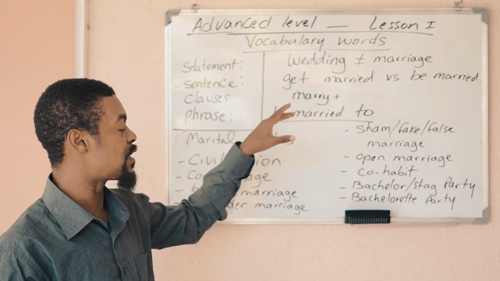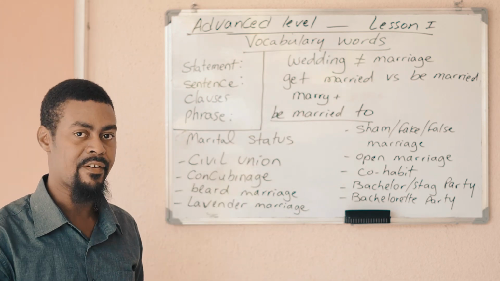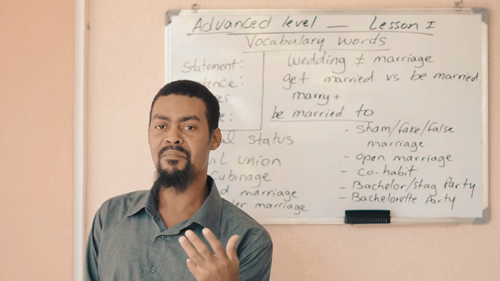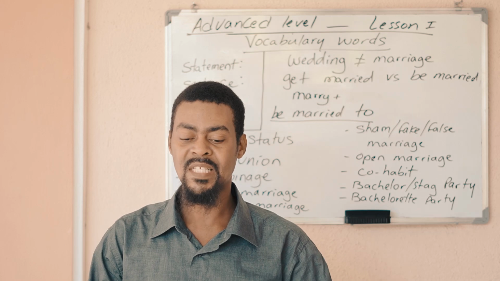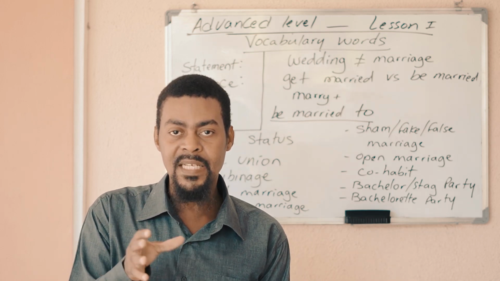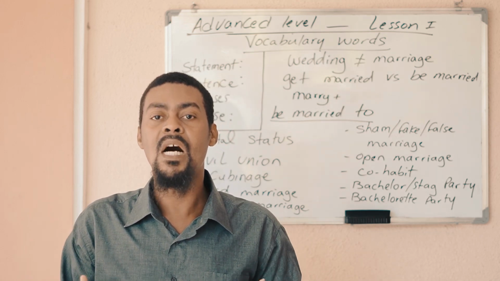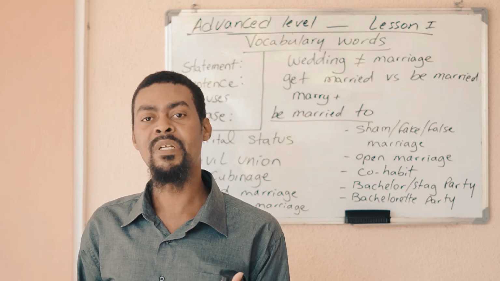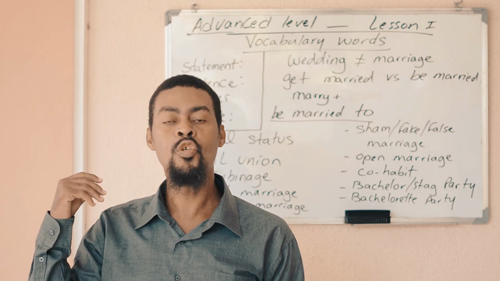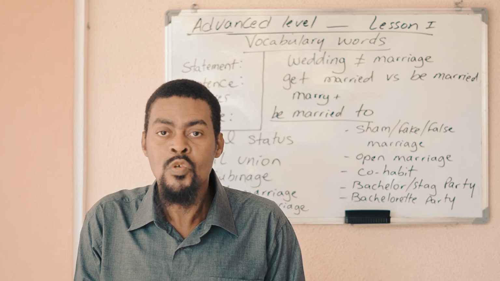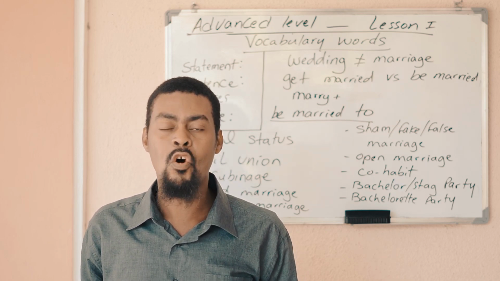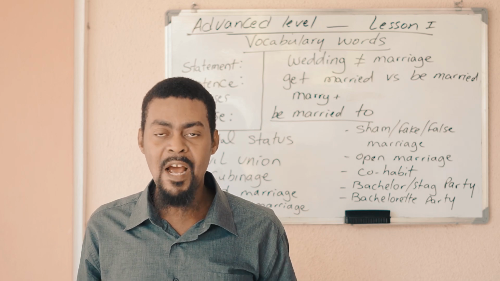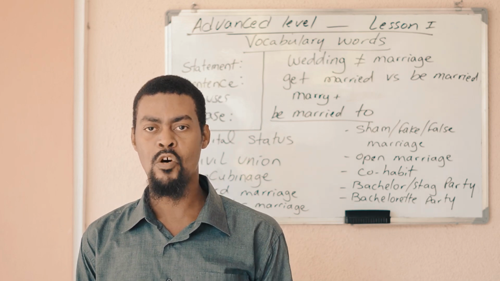Okay, let's see the difference between get married and be married. When you say John is going to get married, this is what's going to happen. Get, in this context, means become. You become married. When you say you become, that means you were not. So now you are. You become a married man or a married woman. You become a spouse, whether you're a man or a woman.